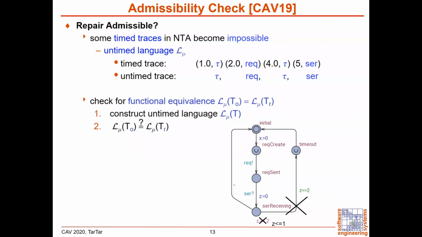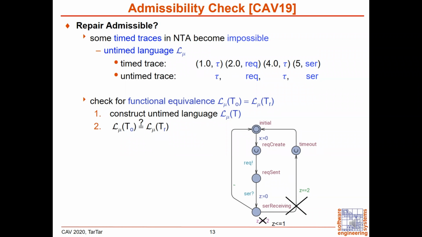After computing a set of repairs, we want to ensure the admissibility. A repair changes the time traces that are possible in a model. On the one hand, we want to remove time traces from a model that reach a property violation. On the other hand, we don't want to remove functional behavior. For instance, the repaired invariant z ≤ 1 in the location so_receiving disables the transition towards the timeout location. So this repair is not admissible since the location is no longer reachable.